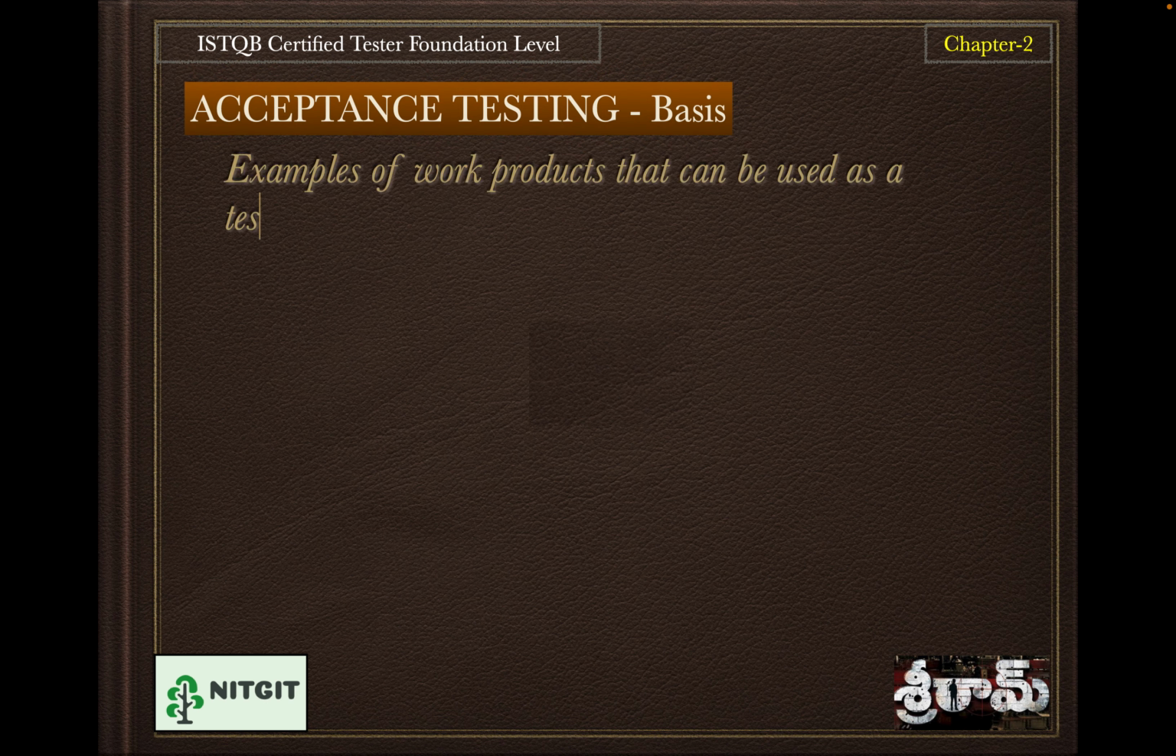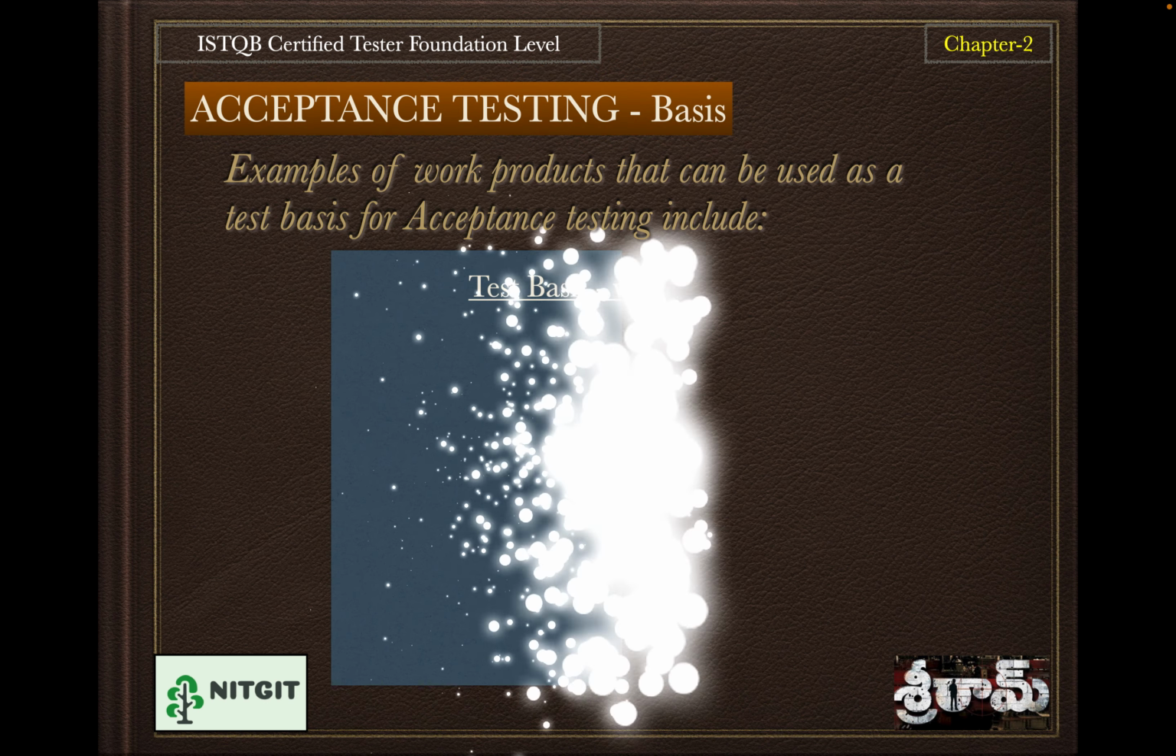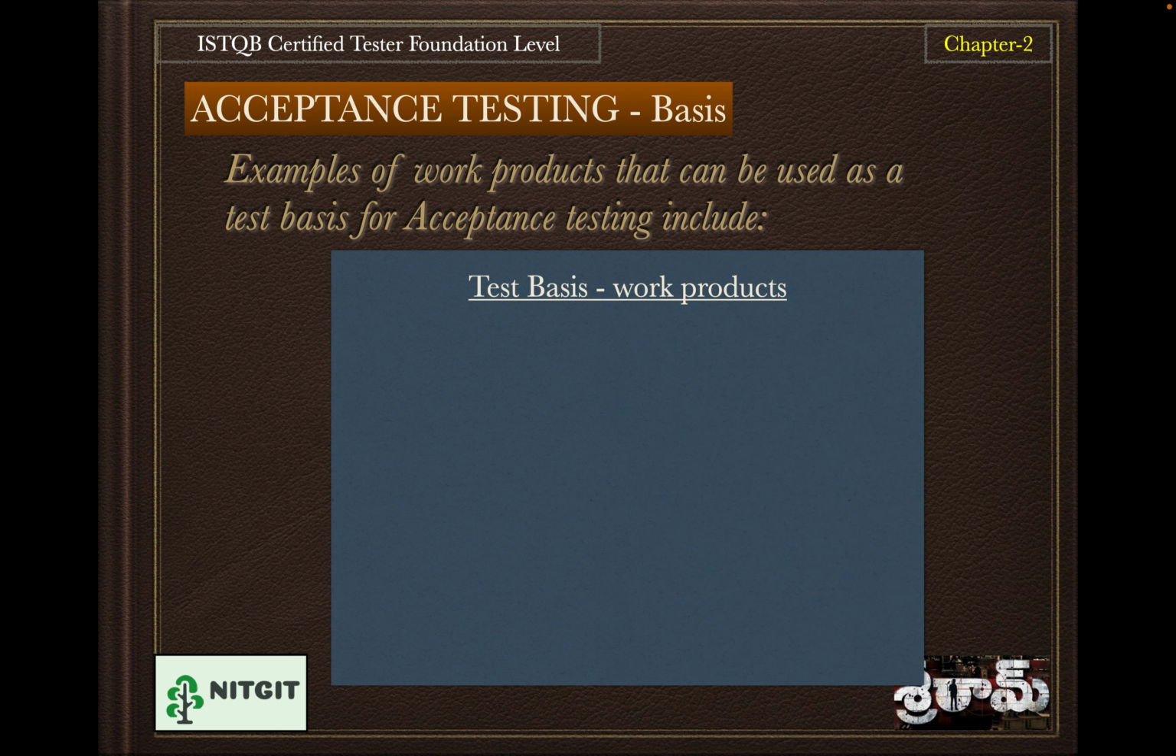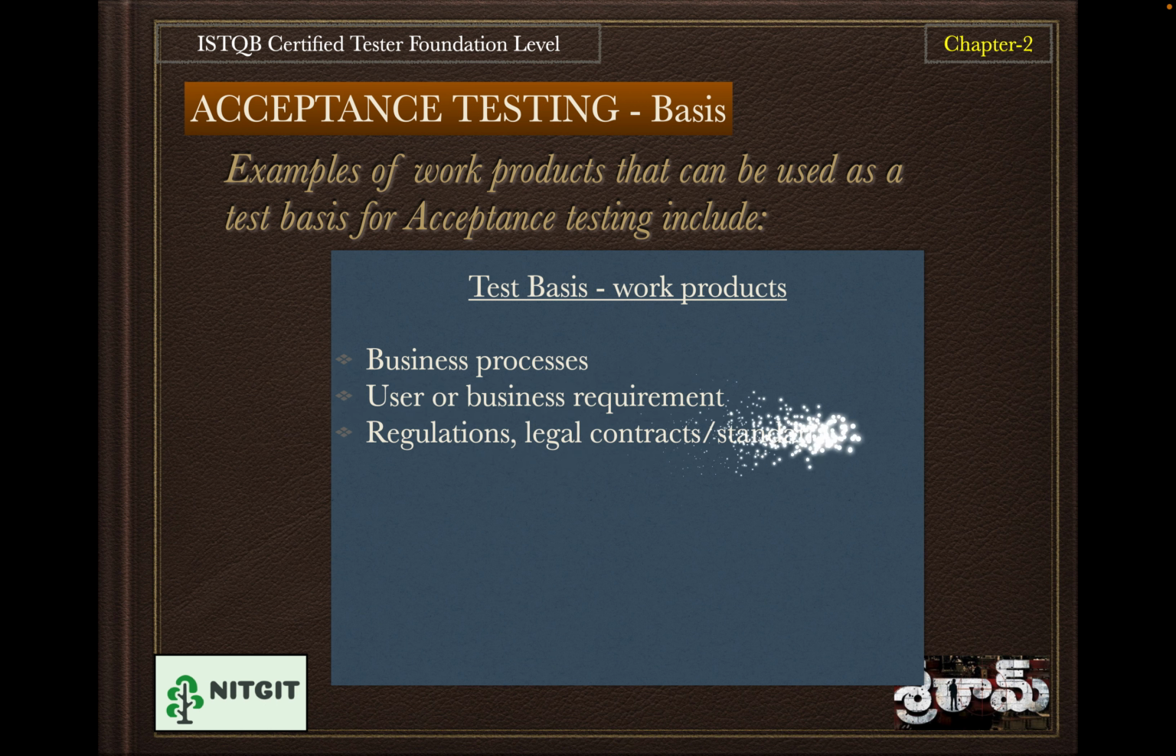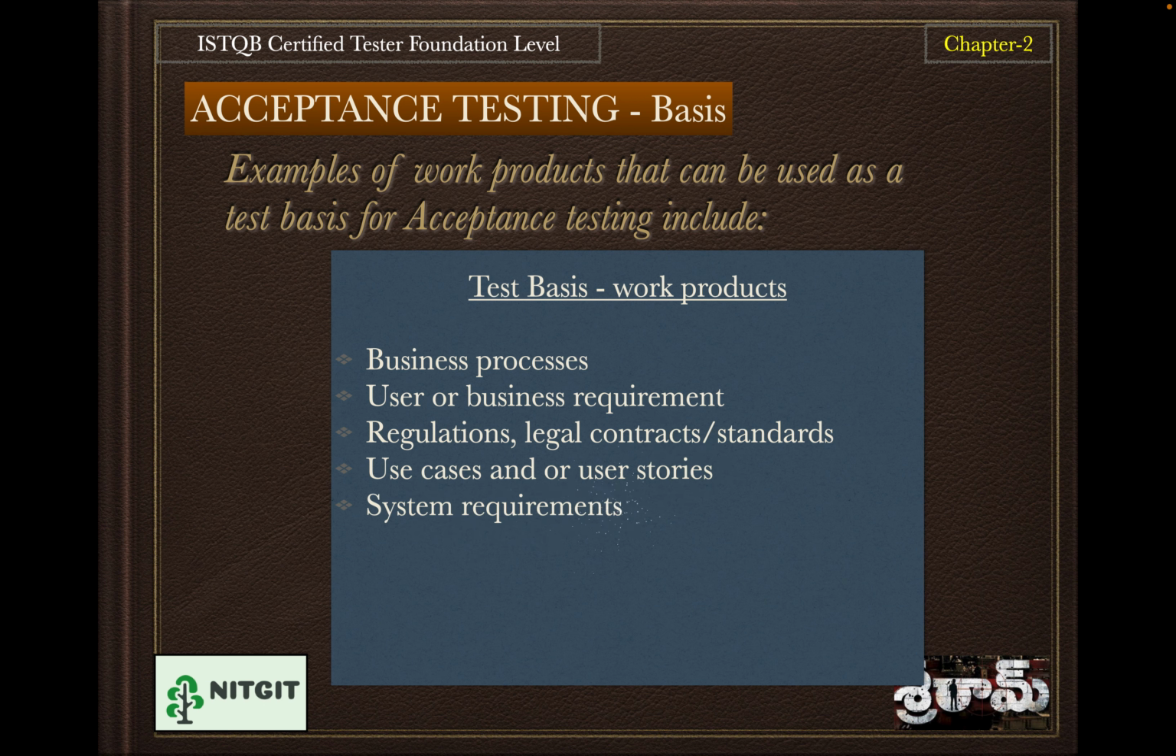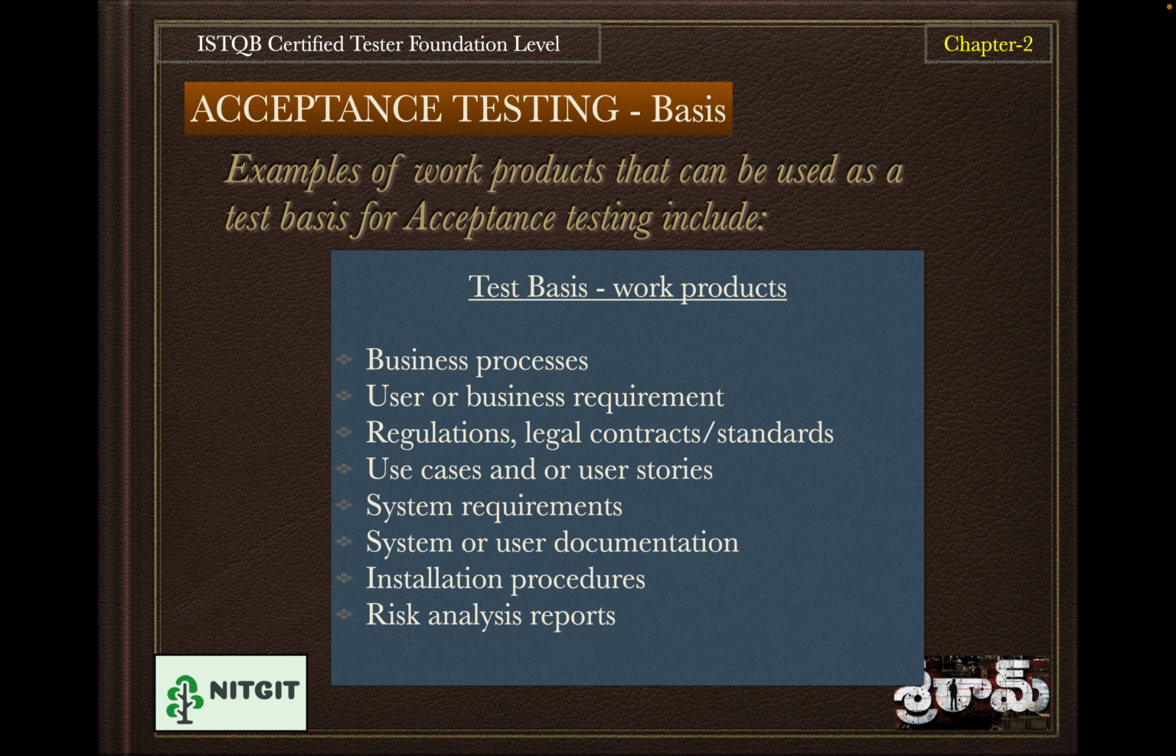Acceptance testing basis. Examples of work products that can be used as a test basis for acceptance testing include business processes, user or business requirements, regulations, legal contracts, standards, use cases and/or user stories, system requirements, system or user documentation, installation procedures, and risk analysis reports.